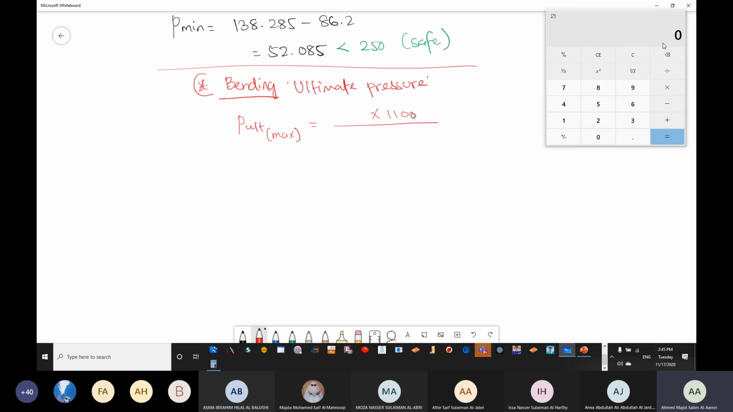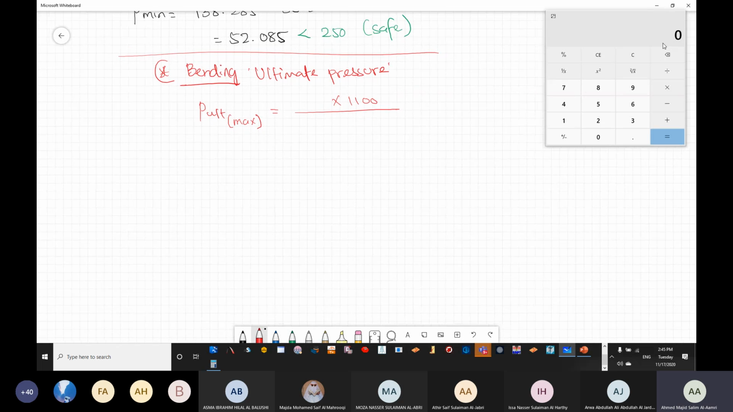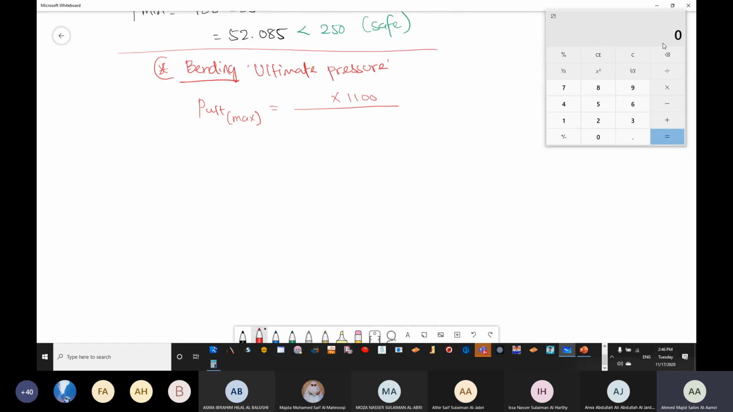Do we consider the self weight when we calculate for the moment? We said no. If you remember, I have given you the justification. We said when you cast the foundation, it will already be bent. It will take a lot of time for you to develop the loading from the column, which will cause the real bending. So that's why we are not including the self weight.